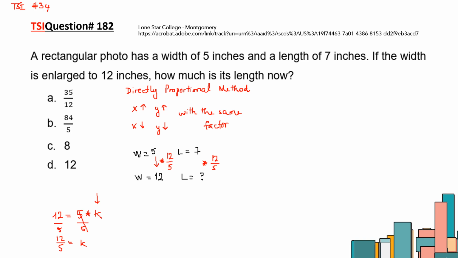So the length now we can write as 7 times 12 over 5, which is 7 times 12 with 5 at the bottom. 7 times 2 is 14, write 4, remember 1. 7 times 1 is 7, plus 1 is 8. So 84 over 5. So B is the correct answer.